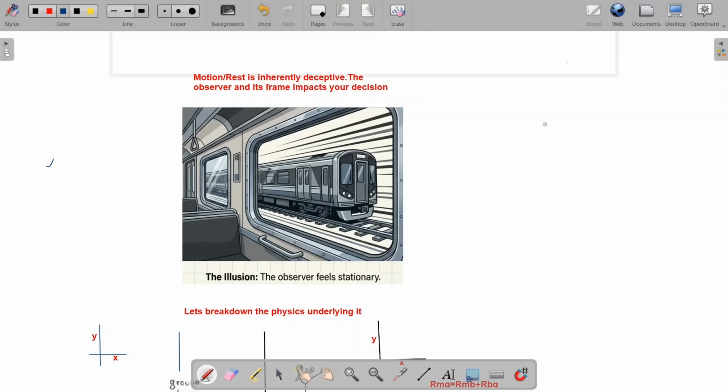Okay, but since our job is not to find a fixed frame in reality, but to understand in what frame of reference a particular judgment can be valid, let's try to break down this concept mathematically and in a simpler way, so that you can understand how to approach this kind of problem in physics. So let's break down the physics underlying it.